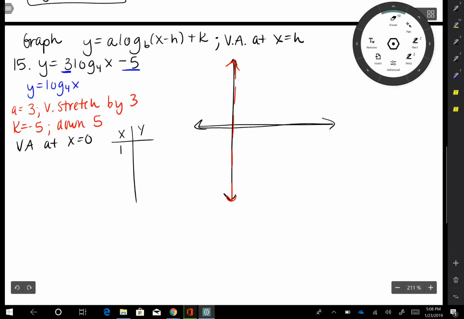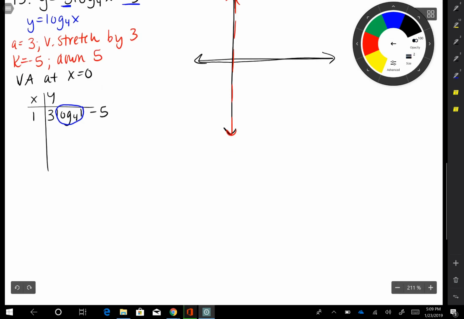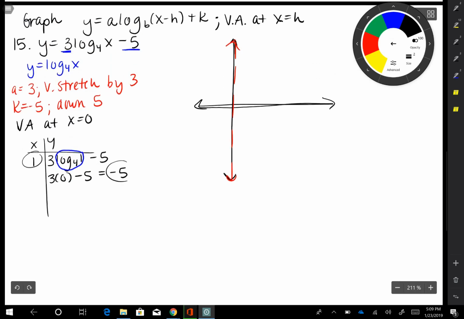And I'm actually going to move this so I have more space. If I plug in 1, that's 3 times the log base 4 of 1, and then minus 5. The minus 5 happens after you do the log, okay? So you always do the log first. The log of any base of 1 is 0. So this is 3 times 0 minus 5. That's 0 minus 5. That's negative 5. I put in 1, I got out negative 5. So 1, negative 5. Let's say that's right there.